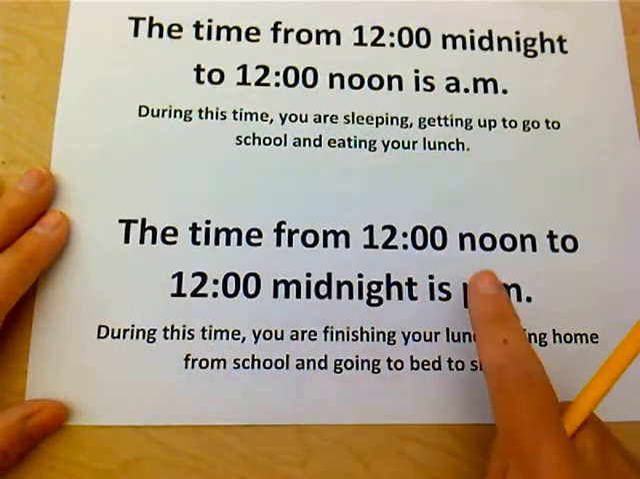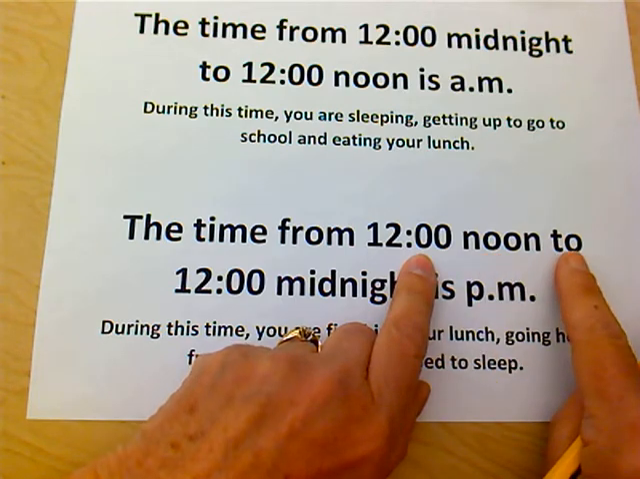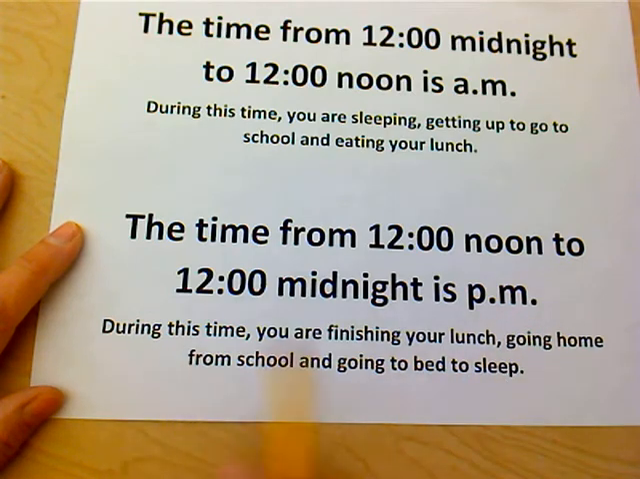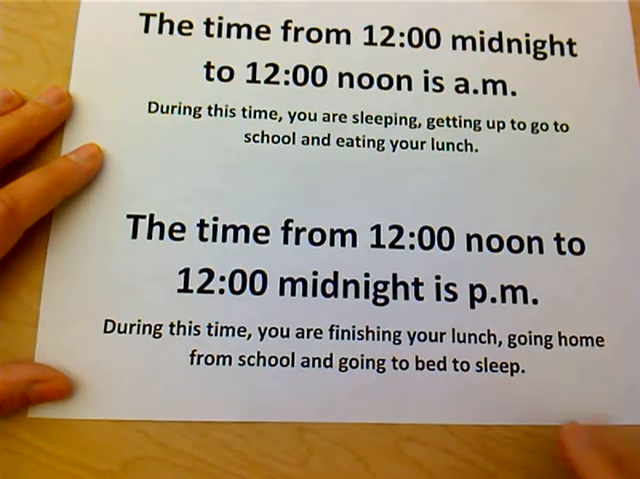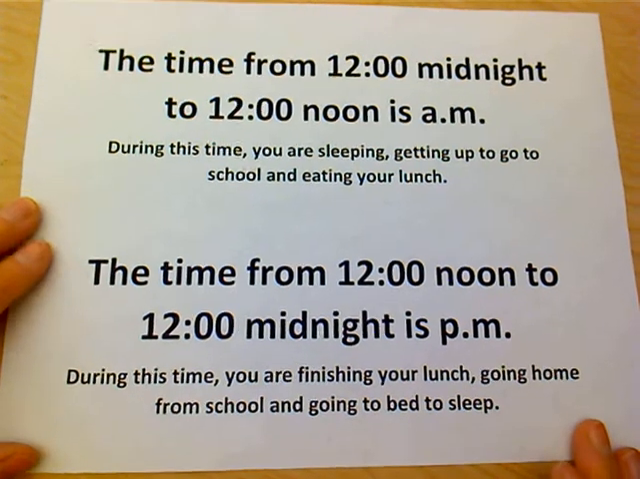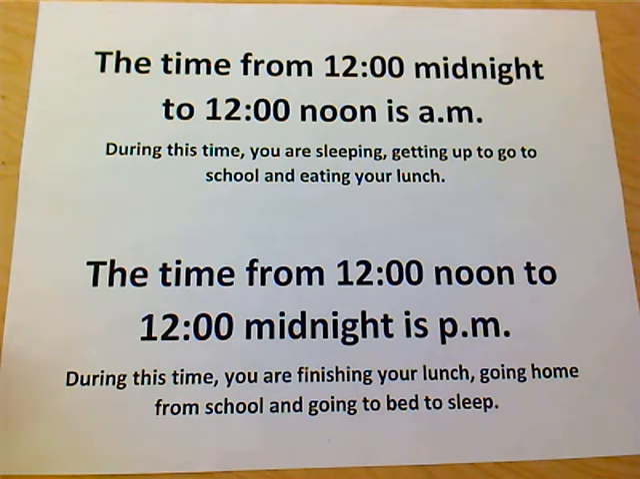The time from 12 o'clock noon, well, you're going to be in school at that time and probably just having finished lunch, to 12 o'clock midnight when you're going to be asleep again are PM times. During this time, you're finishing your lunch, you're going home from school, and you're going to bed. So those are just a few little things to help you keep the AM time and the PM time straight, because that's what this whole lesson is going to be about, is getting yourself accustomed to the 24-hour clock, which has a 12 o'clock and a 12 o'clock. Well, actually, all of the times show up twice during a 24-hour period.